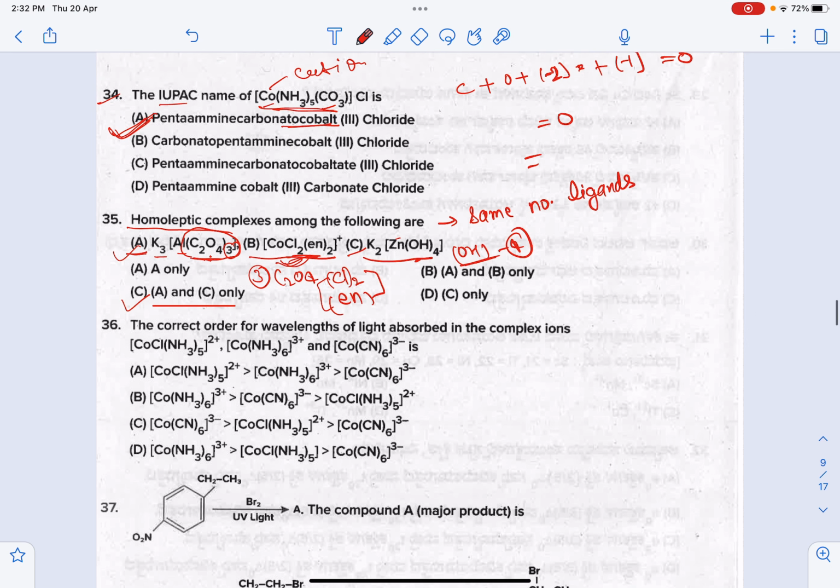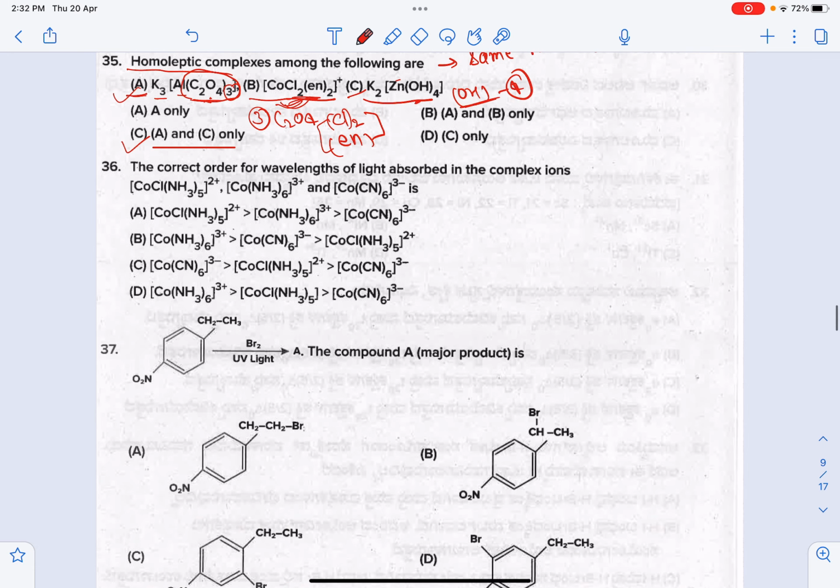Now can you tell me which kind of complex this is? This is also not a homoleptic complex, because it also has two types of ligand, NH3 and CO3. So it is also not a homoleptic complex. Okay, now question number 36: the correct order of wavelength of light absorbed in the complex ions.